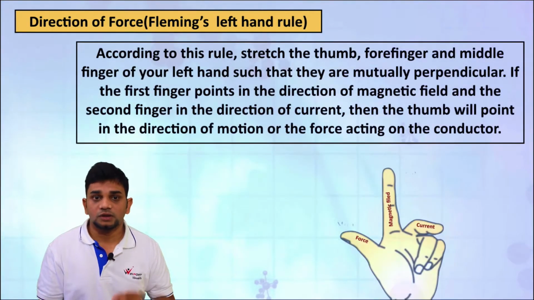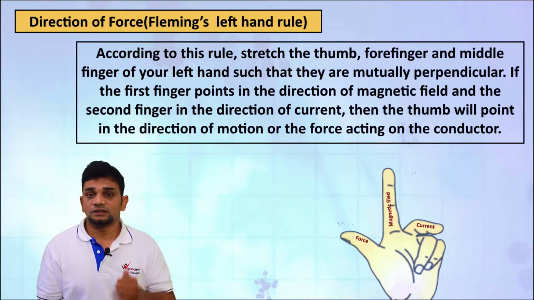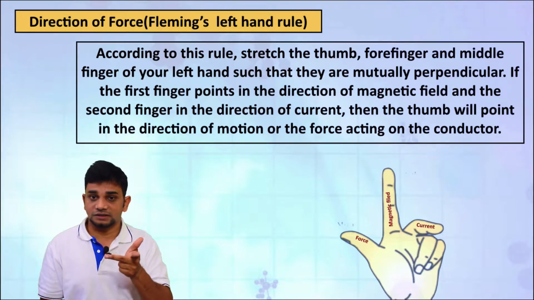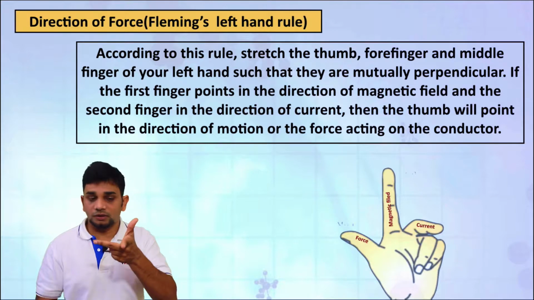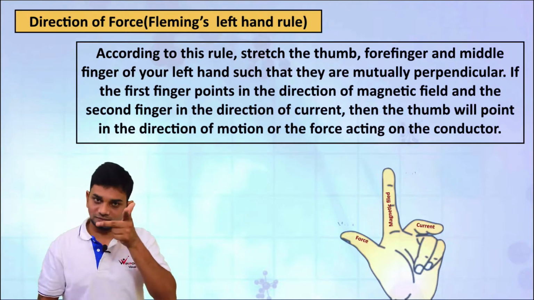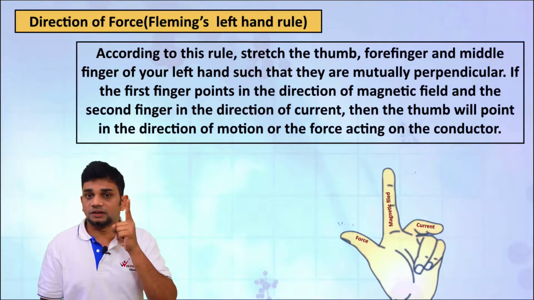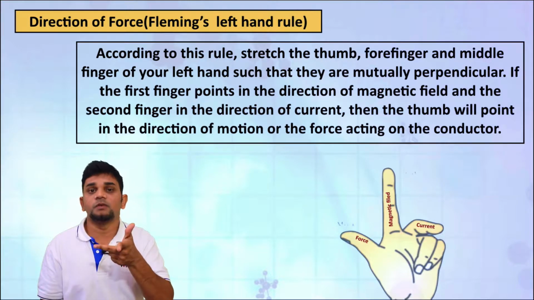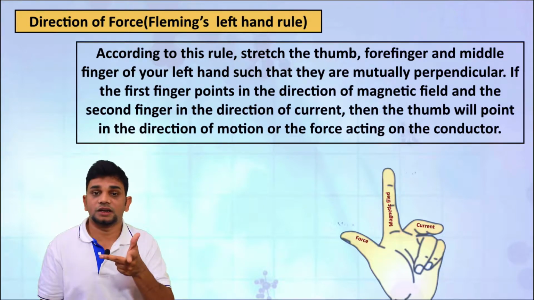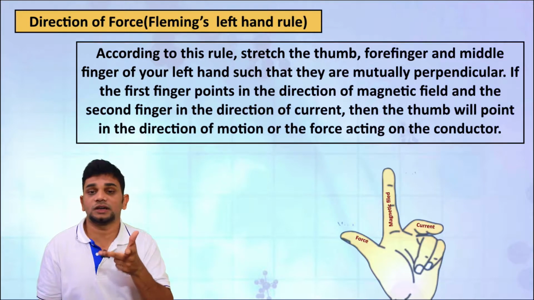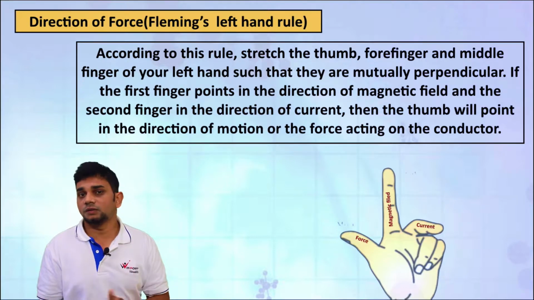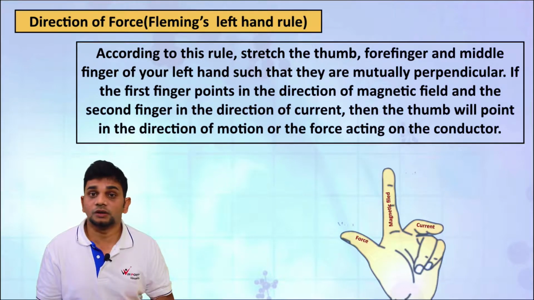Now we can write the law. According to this rule, stretch the thumb, forefinger and middle finger of your left hand such that they are mutually perpendicular. They are perpendicular to each other, right? If the first finger points in the direction of magnetic field and second finger points in the direction of current, then thumb will point in the direction of motion of the force acting on the conductor. This rule is very important. Using this rule, we are going to explain the working of motor.